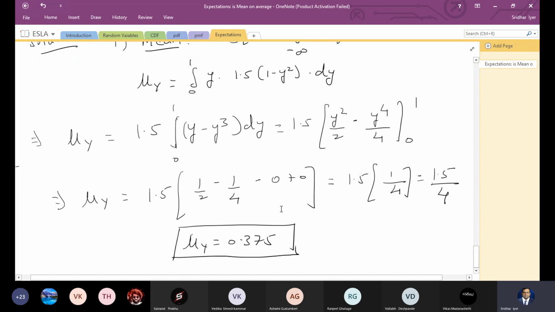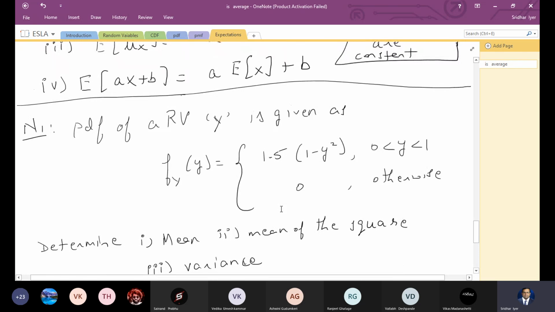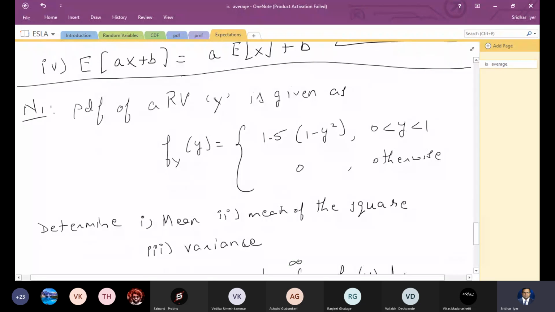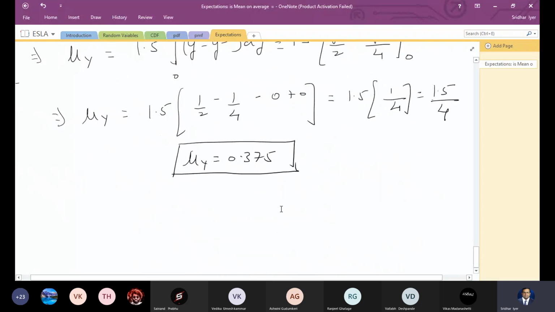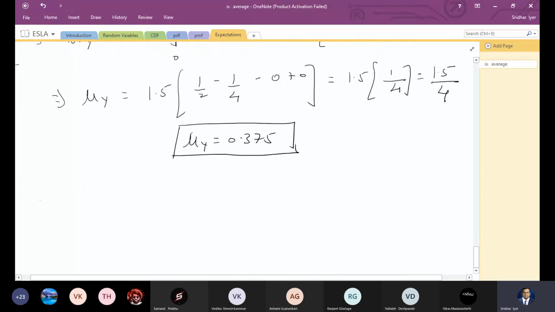Now let's see what was the second value we needed to find. We wanted to find the mean of the square. Now what do you mean by mean of the square? Let me rewrite that here so it is clear to all of us. In the second part, we need to find the mean of the square, which means the mean of the square of the random variable.